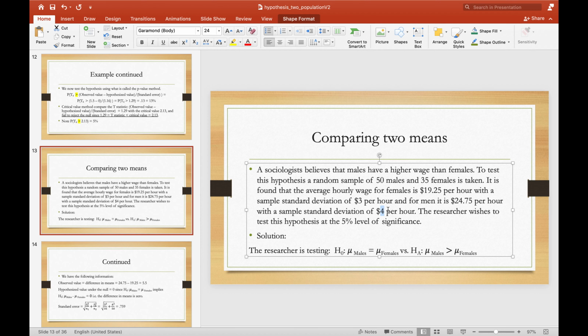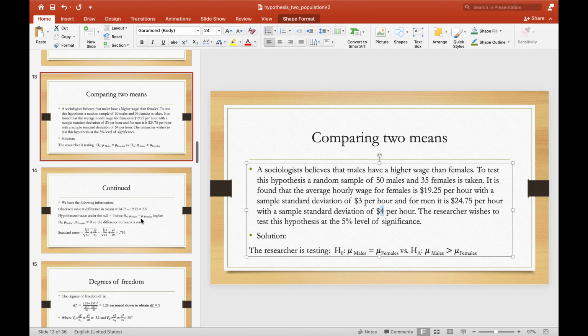So the first thing we're going to do is state the null and the alternative hypotheses. The null is that the means are equal. That's always the case. So the mean hourly wage for men is equal to the mean hourly wage for women. And the alternative is what they believe. They believe that men are earning more per hour than females. And that's encapsulated by that first sentence. So let's go through this testing procedure.